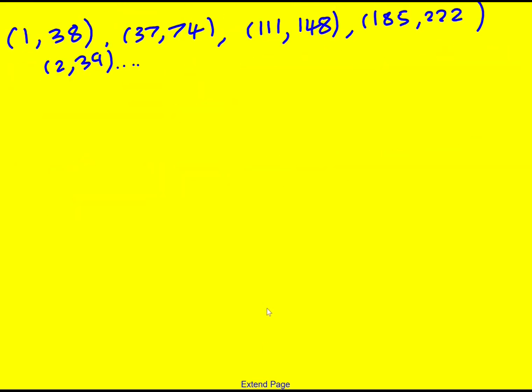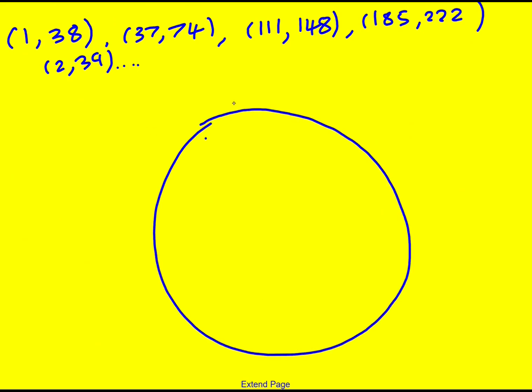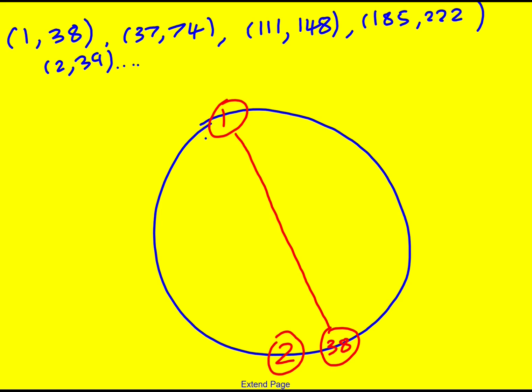Let's just try and put this into an arrangement. So I've got my circle, and let's say I put 1 here, diametrically opposite 38. And I could then place 2 and 39 in. So I'm going to need to place 2 the other side. And this is what they mean by just showing that it will definitely work. So you just have to justify the arrangement. So that would then work.